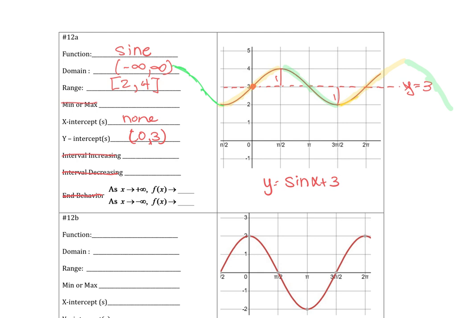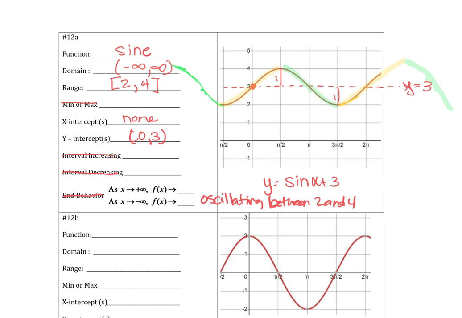So what about end behavior? End behavior for this one, because it's always oscillating between 2 and 4, it doesn't have an end behavior as far as going towards infinity or negative infinity. It just keeps bopping back between those two numbers. So we don't really write end behavior statements like the ones you see there.